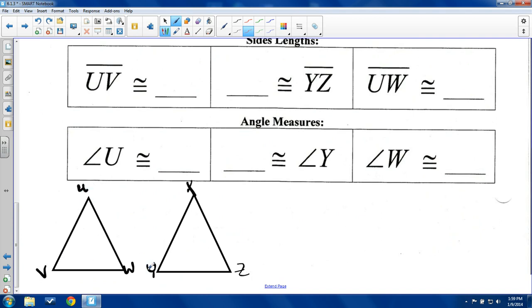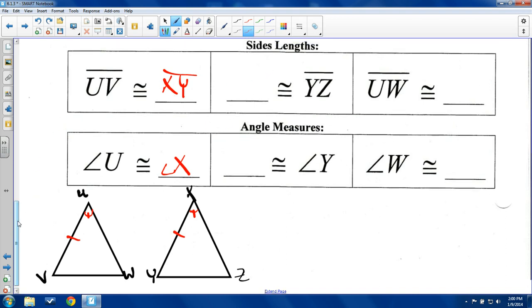That means triangle UVW is congruent to triangle XYZ. Angle U must be congruent to angle X. That is a must. So angle U and angle X must be congruent because these triangles are congruent. And these are the corresponding angles. I go to UV right here. This must be congruent to XY for these to be congruent triangles. So XY is written here. Move this up a little bit. Angle V must be congruent to angle Y for congruent triangles.